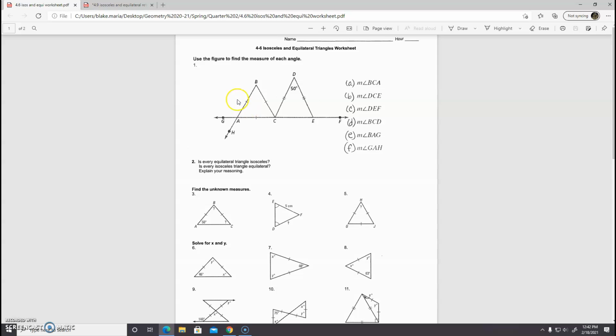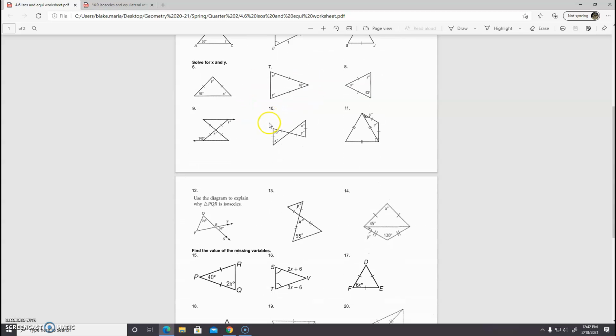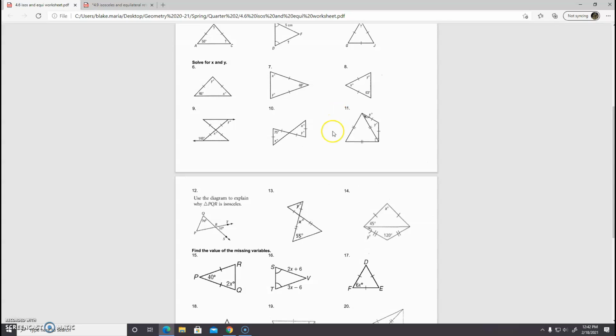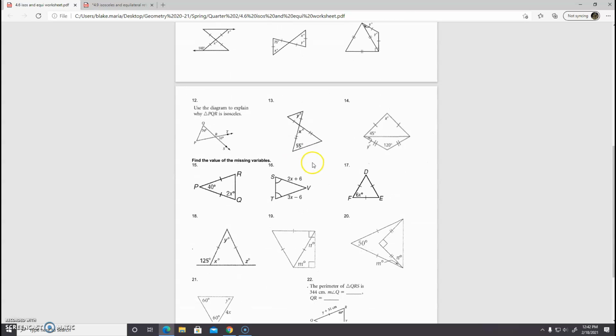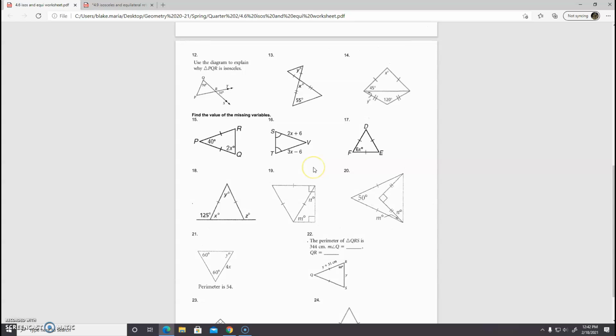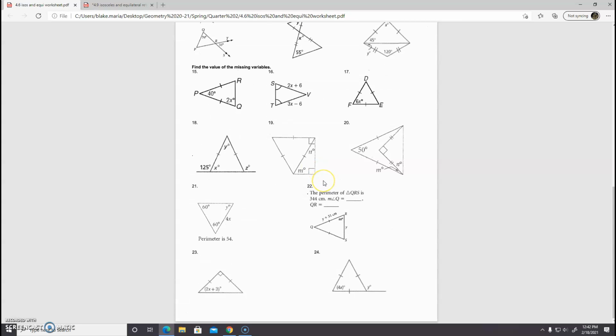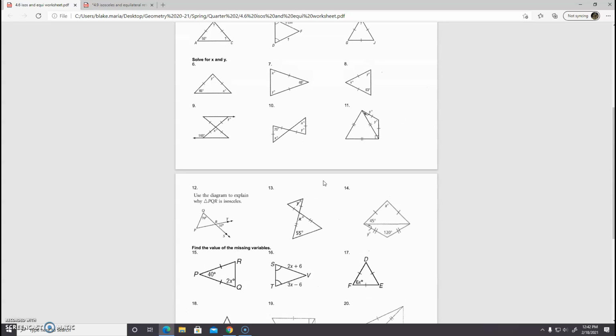Now here you've got to follow some stuff going on here, so mark this picture up. But once you get into these, the one thing I want to point out is definitely be aware of vertical angles, so you know that angles are equal and stuff like that. But other than that, know what pieces are equal, know what's isosceles, what's scalene, all that good stuff.